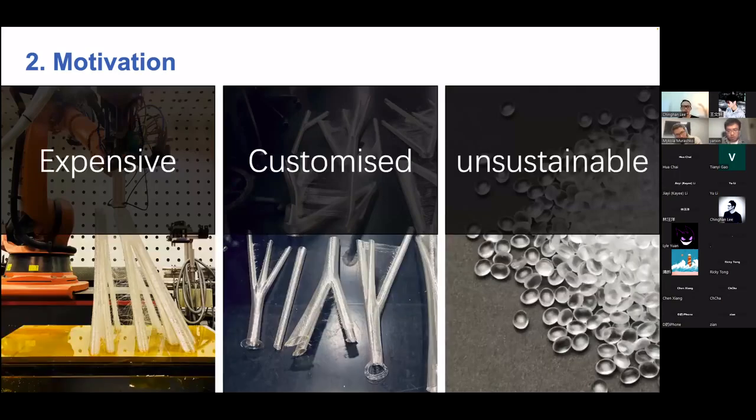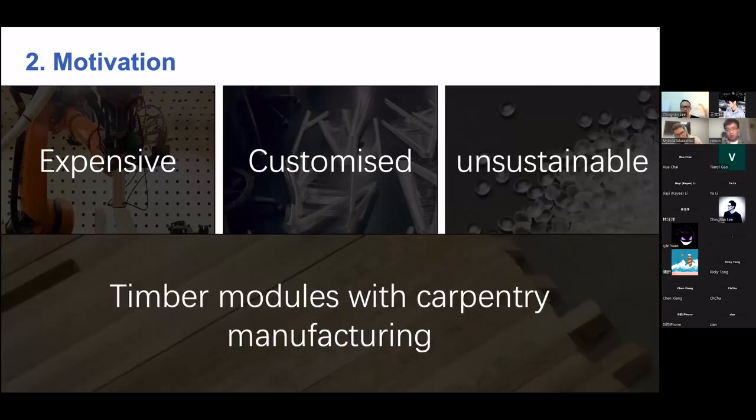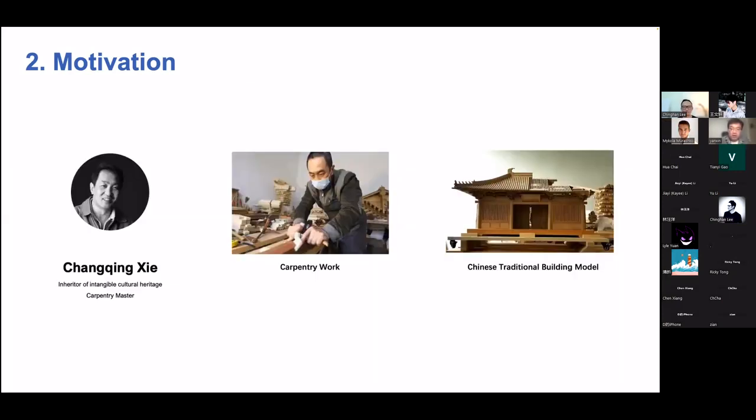So in this project, we want to achieve an optimized pavilion with wooden timbers and easy craft manufacturing, which also has the advantages of transportation and assembling on time, on site. Fortunately, we met an inheritor of intangible cultural heritage, Changqing Xie, in 2019, and he has a lot of craft experience in fabricating Chinese traditional buildings.